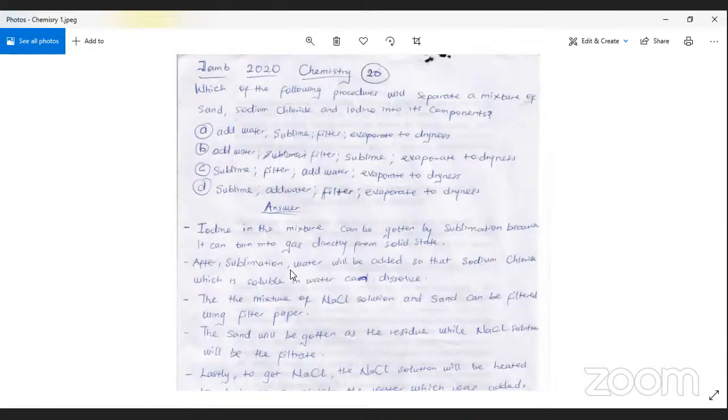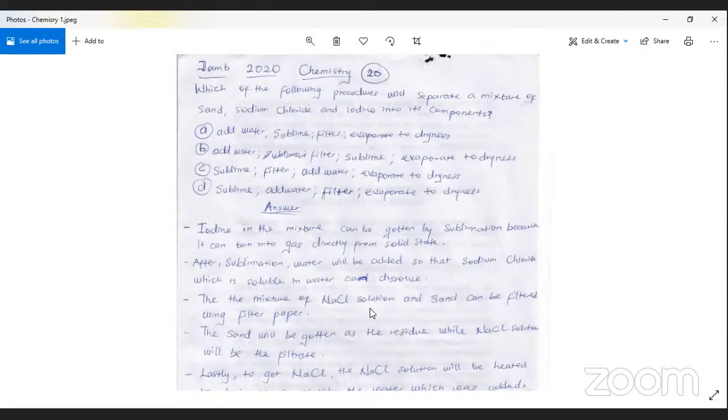If you have the three of them mixed together, how do you separate? You need to know that iodine in the mixture can be gotten by sublimation, turning from gas directly to solid. So after sublimation, water will be added. If you add water to sodium chloride and sand, what do you expect to happen? Sodium chloride is going to dissolve in the water, isn't it? Because sodium chloride is soluble.